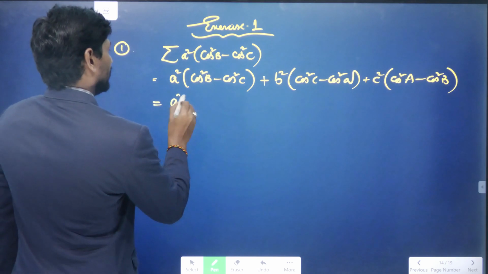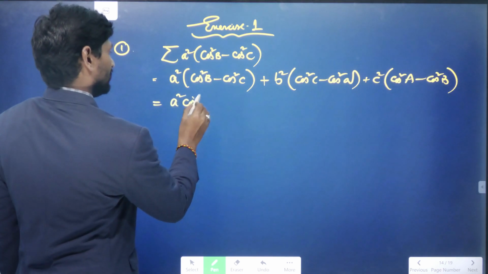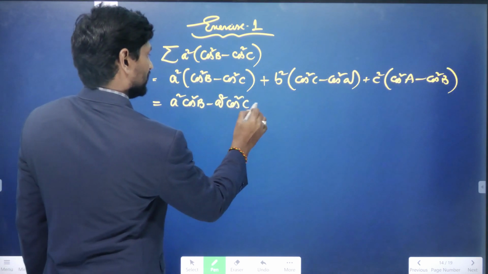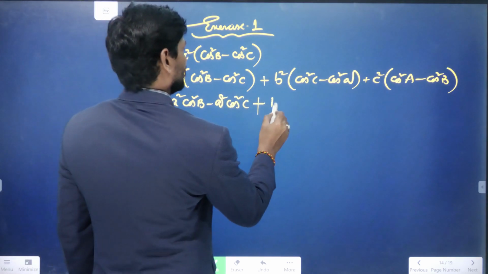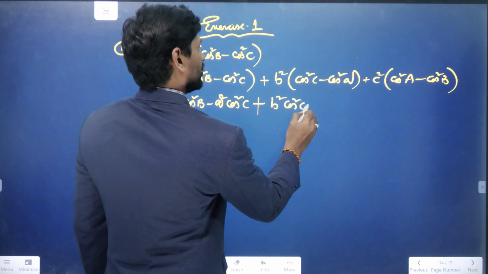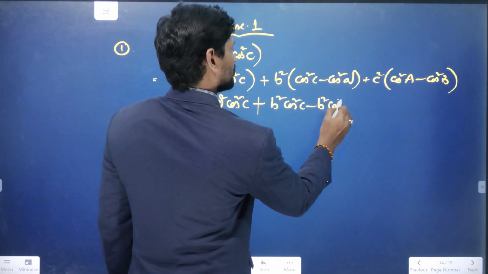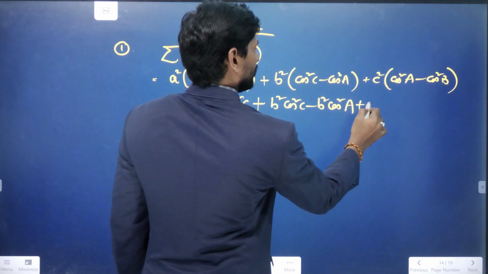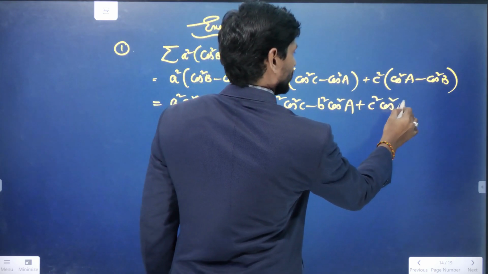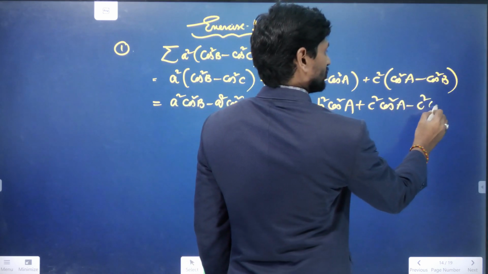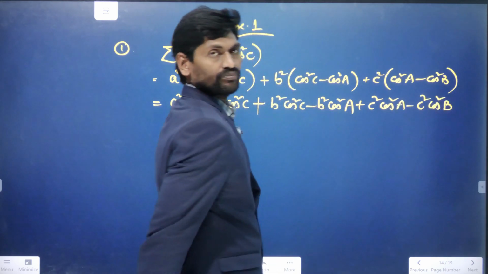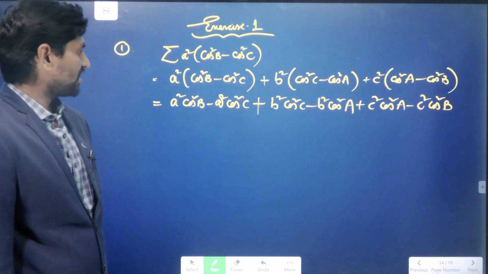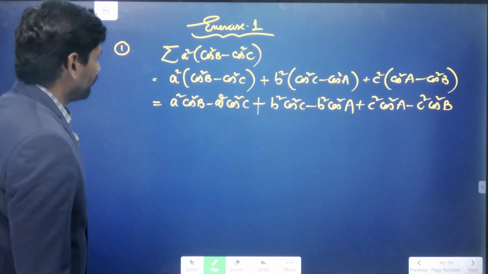That is equal to A square cos square B minus A square cos square C plus B square cos square C minus B square cos square A plus C square cos square A minus C square cos square B. Okay, I am just multiplying each of them.